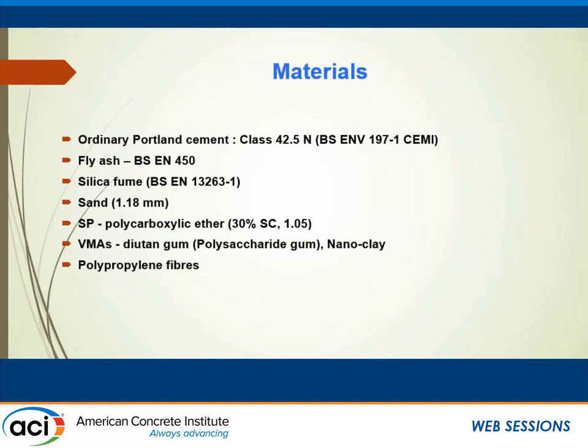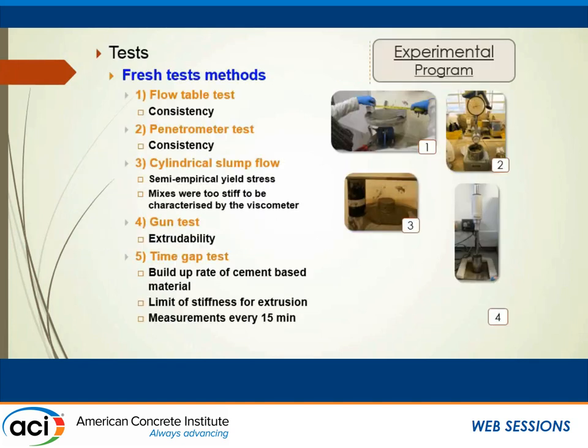The materials we used, as I said, are ordinary Portland cement, class 42.5, fly ash, and silica fume. We used sand, sieved at 1.18 millimeter. The superplasticizer was polycarboxylic, and as I said, the VMA was diutan gum, and the second one was nanoclay, and polypropylene fiber having 6 mm length. And here you can see the list of the tests.